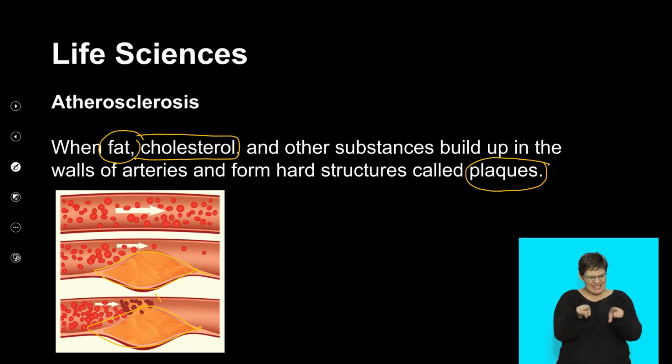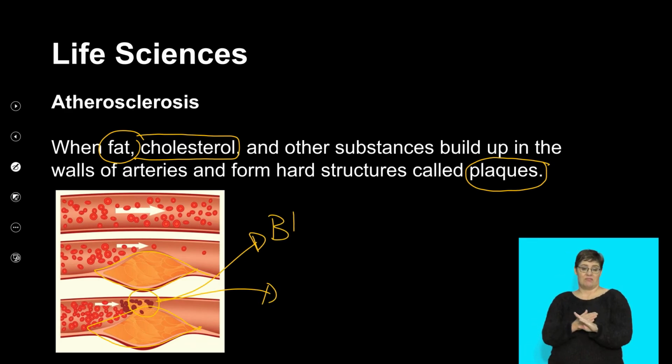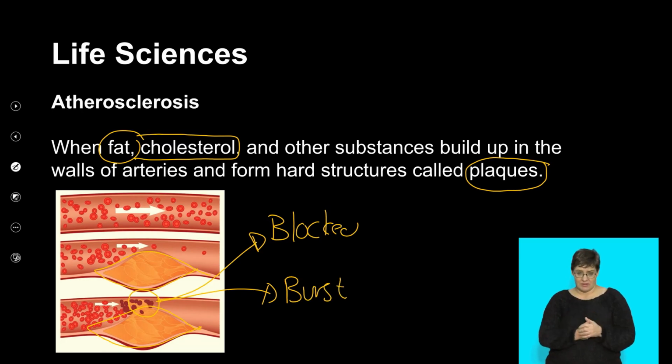Now look what happens over here. What's happening to the blood? Two things could happen over here. We've got two options. Number one, the vessel becomes blocked. Or number two, the vessel bursts. And when it blocks and when it bursts, what is happening? The blood is going to go out and damage is going to occur.